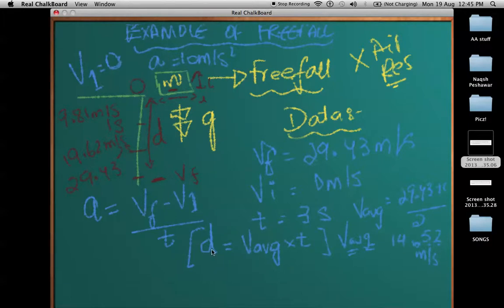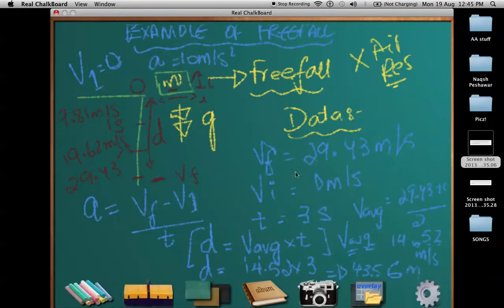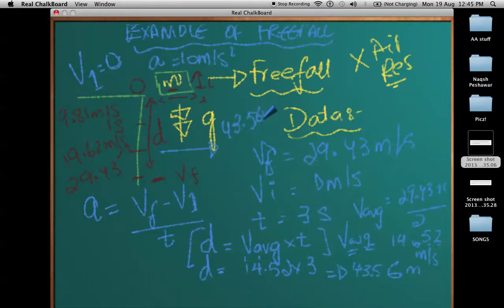So now if I need to calculate the distance that it has moved in these 3 seconds, I will simply put the time here, 14.52 times 3. Now this would give me 3 twos are 6, 3 fives are 15, 3 fours are 12, 13, and 3 ones are 3, 4. 43.56 meters. So this height is simply 43.56 meters. So you can see that with just the time given, we have calculated all of this.